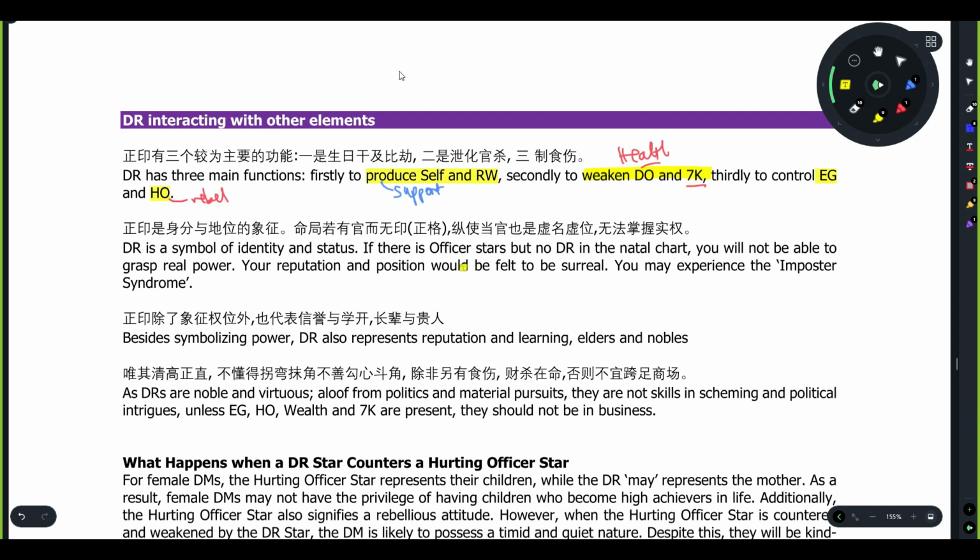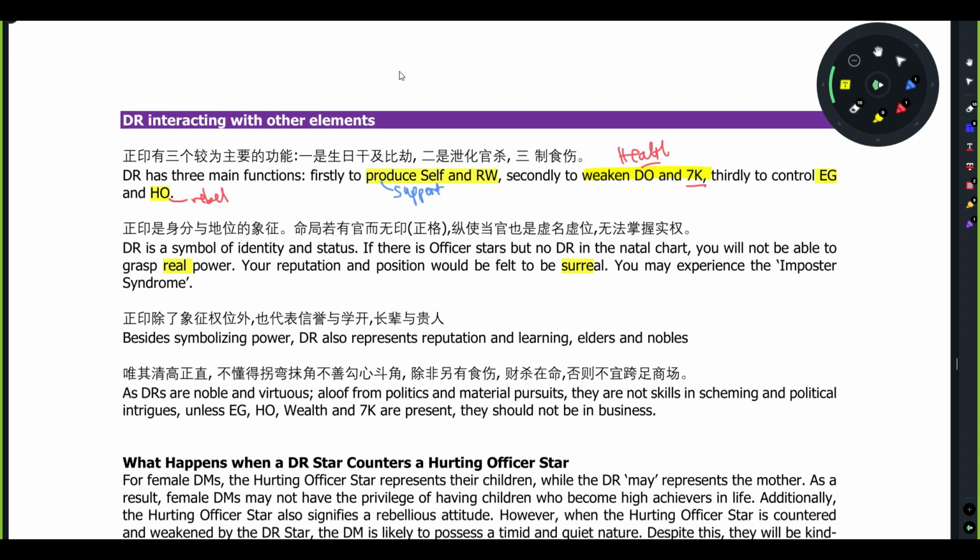So that is where it says that if the officer star has no direct resource, there's no real power. The reputation and position would be unreal. So basically, it may be what we call a fake title. Now, in this country, there is one particular state where people are known to be able to buy titles. They're able to buy titles, and so this may be a case where when one doesn't have resource, one doesn't have official title, one resorts to fake titles.